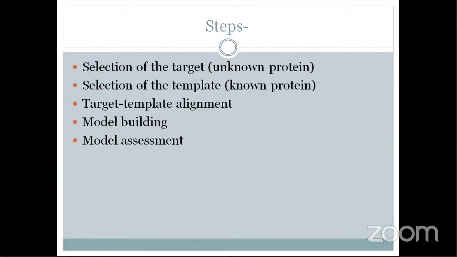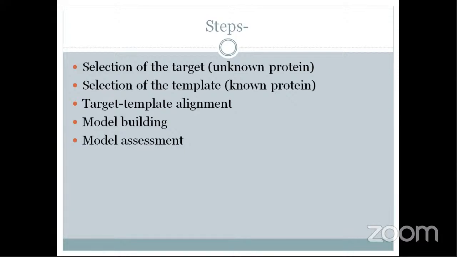Steps involved in homology modeling. Actually, homology modeling is one of the most used methods for determining a protein structure. The other option is threading, but usually homology modeling is one of the most widely used. The steps: selection of the target, that is the unknown protein. Next is the selection of the template from the protein data bank. The template is the one which has a 3D structure deposited in the protein data bank, and whose sequence is similar to our unknown protein sequence.